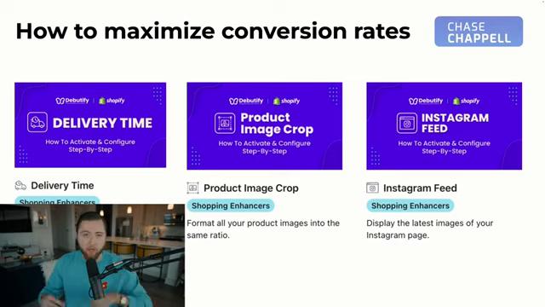Product image crop. We know if the images are 1080 by 1080, squared up and perfectly cropped and aren't varying in size, it's definitely going to help with your conversion rate. So you're going to want to make sure to format all your product images into the same ratio.